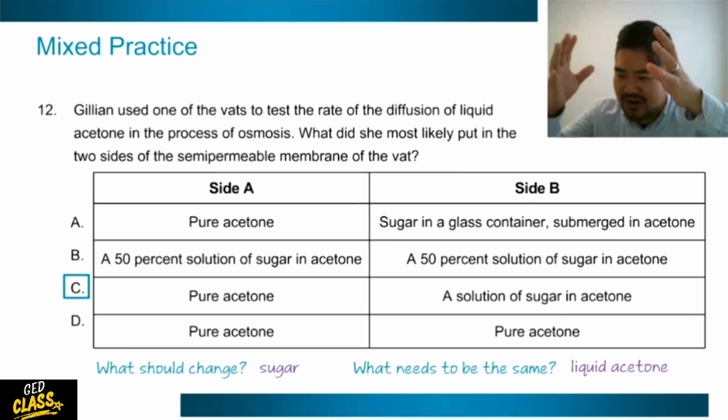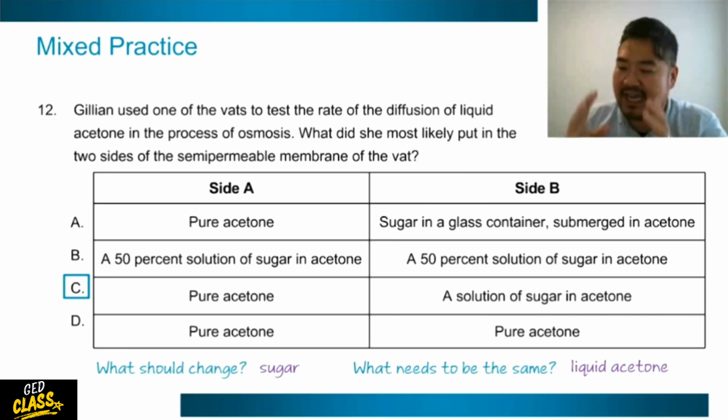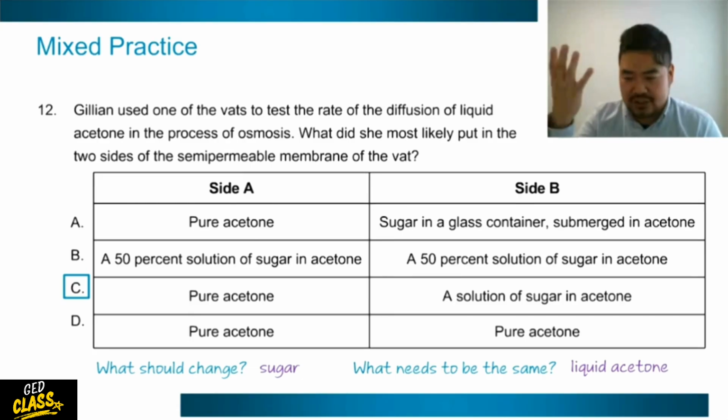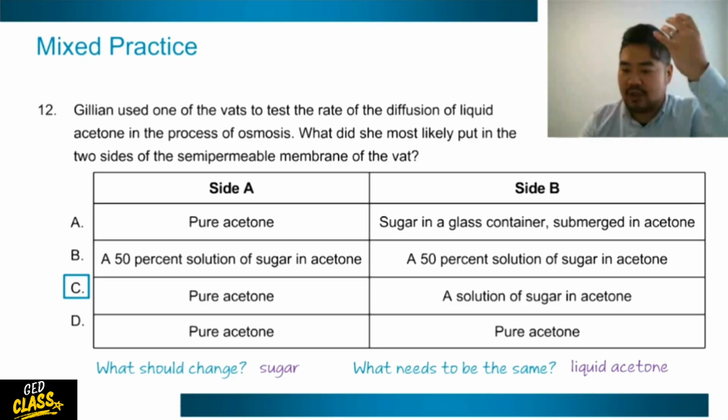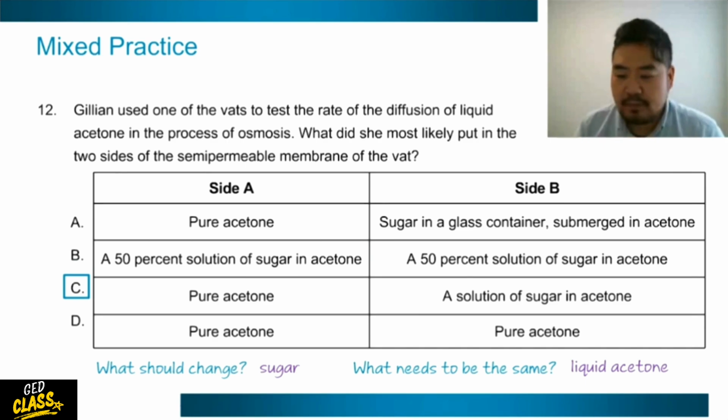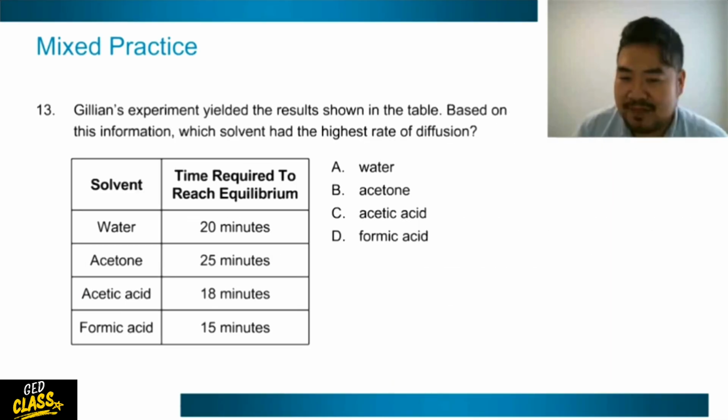Even if the sugar container, even if the glass container is submerged in acetone, that's not going to measure any movement across the membrane. So choice C is going to be your correct answer. One side you put just acetone, the other side you put a solution of sugar and acetone, and you'll be able to measure the sugar moving over with the acetone.